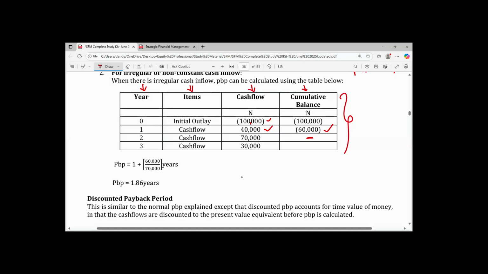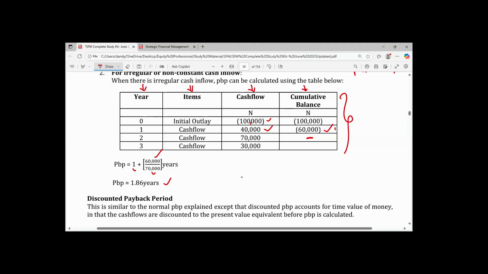Then we calculate the payback period. You need to ask yourself, how many years have you recovered? You have only recovered for year 1. So you then say 1 plus the outstanding balance of 60,000 divided by the next cash inflow of 70,000. Put it in your calculator. You get 1.86 years. That means this project will pay back within 2 years. So that's how to calculate payback period using the tabular method.